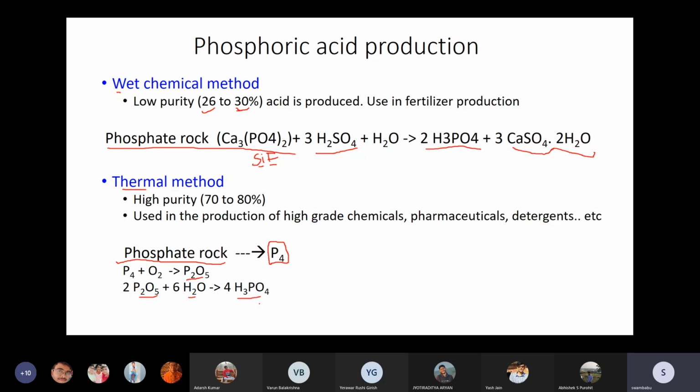These are the key reactions in the wet chemical method and thermal method of phosphoric acid production. I'm sure you all know these reactions, since you learn them even in 10+2. These are not new reactions to you. They are very, very common reactions. Now, if you want high purity phosphoric acid, you will obtain it in the thermal method.